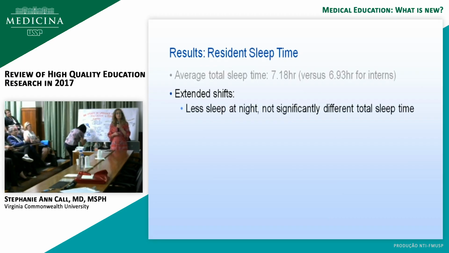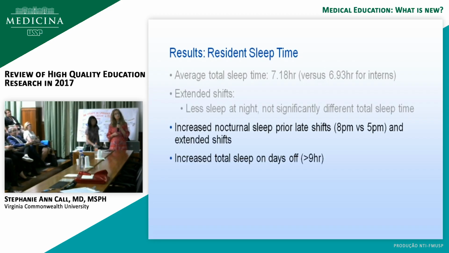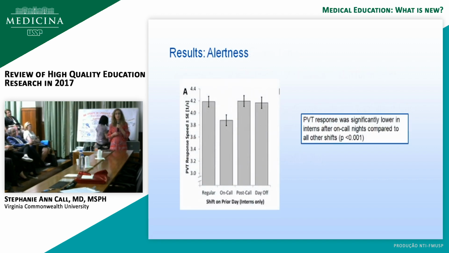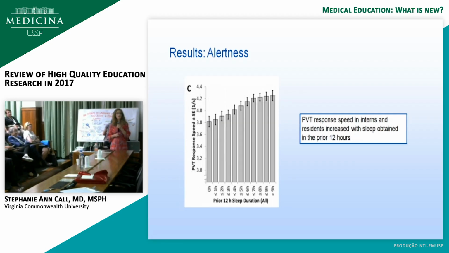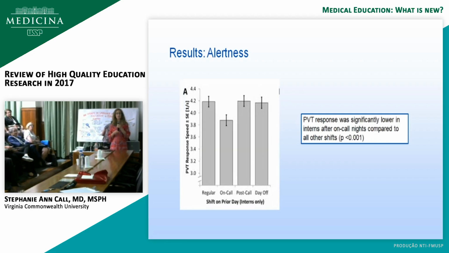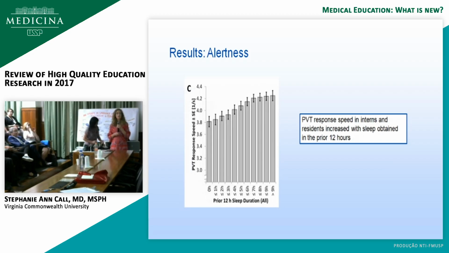So average total sleep time was 7 hours for senior residents versus 6.9 for interns. Again, less than that 7-hour mark. And they definitely had increased total sleep on their days off. They get the least sleep on their on-call days, as you can see here. And I'm sorry, when they're looking at that alertness response, this was their alertness response, which is decreased on their on-call shifts. And this shows a beautiful pattern for sleep deprivation and their alertness.